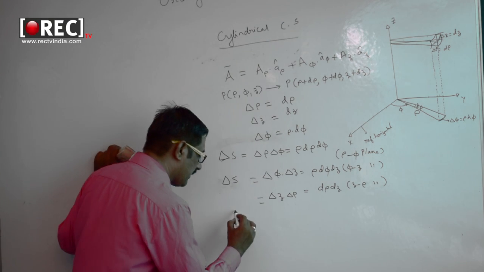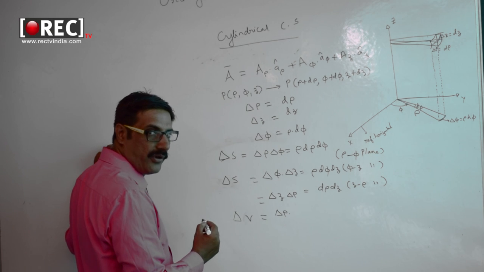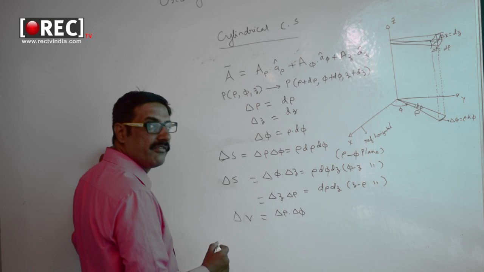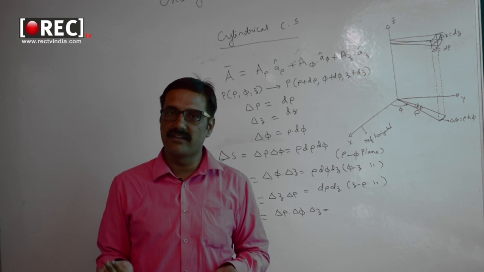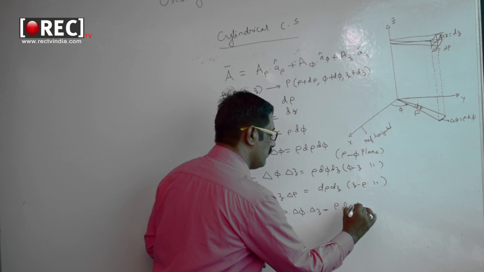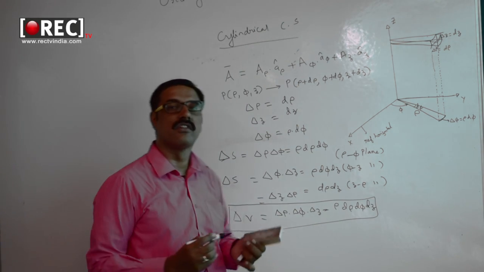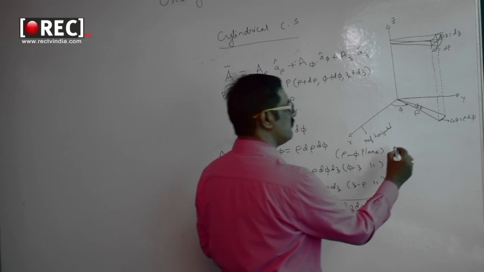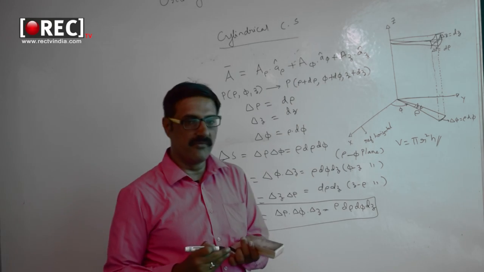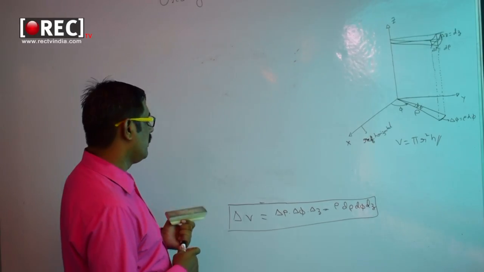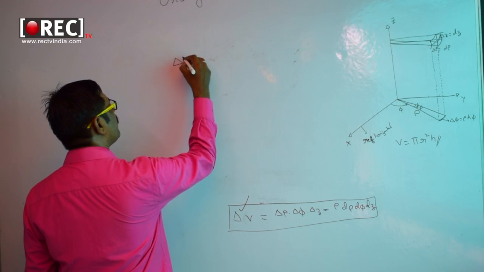Coming to the incremental volume, delta V is simply delta rho, the increment in rho direction, into delta phi, the incremental length in phi direction, into delta z. So if you just substitute these three with their respective values in terms of rho, phi and z, it is rho d rho d phi dz. So the beauty of this concept, or the underlying importance of this concept, is that everybody knows that the volume of a cylinder is pi r square h, but very few of us know how we got this formula. We know that the volume is pi r square into h, but how did we get that? Just by integrating this relation. So delta V is given by this relation.